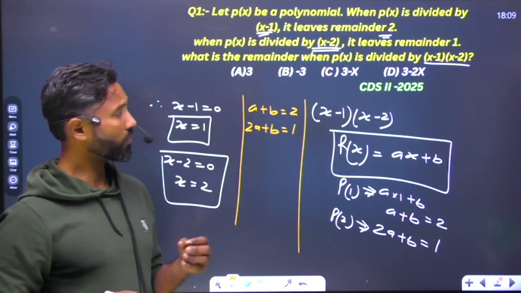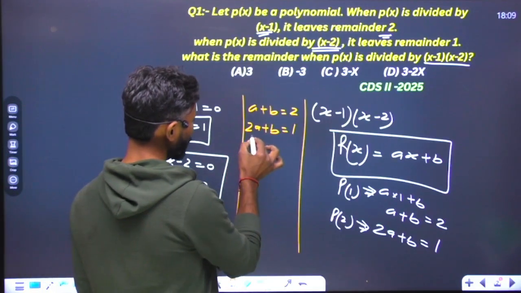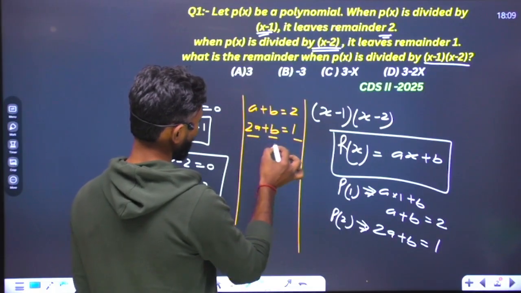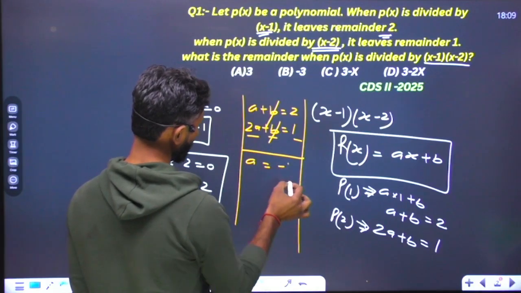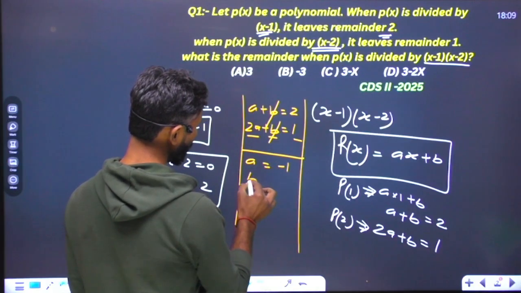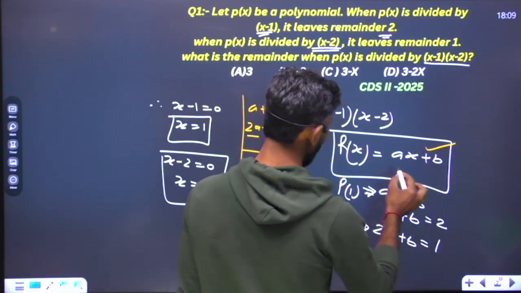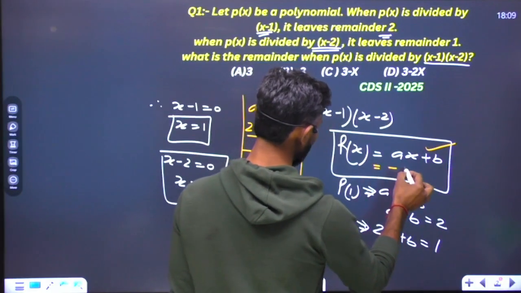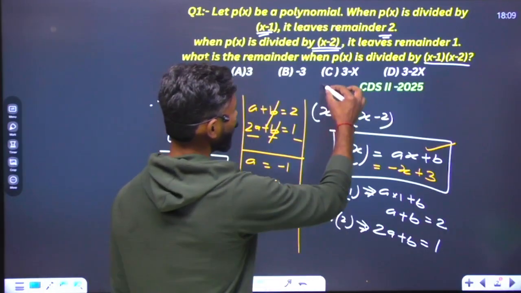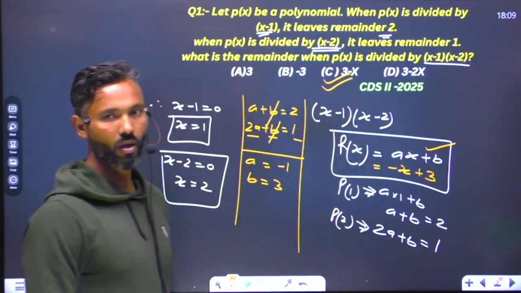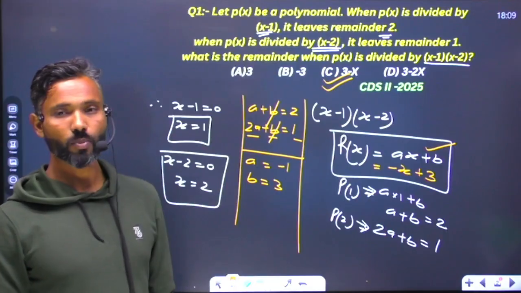We are going to simplify these equations to get the values of a and b. Subtracting the equations, b is cancelled and I get a equal to minus 1. If a equals minus 1, then b will be equal to 3. Placing the values of a and b, it will be minus x plus 3. So the answer is 3 minus x. So option 3 is the correct answer of this particular question. The question is quite easy, and this is the answer.